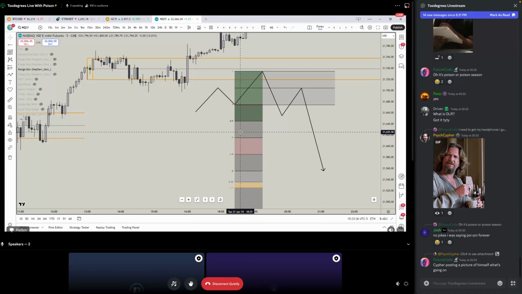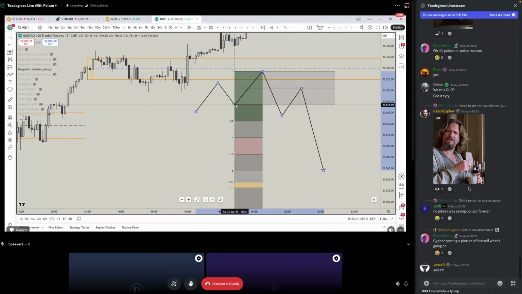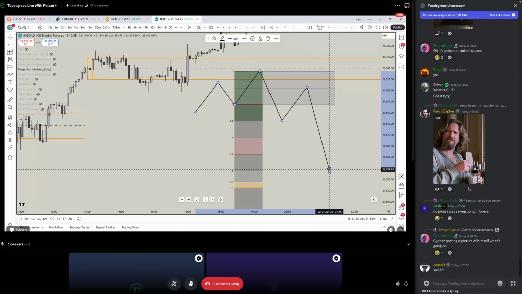The order of delivery: accumulation, failure swing, opposing liquidity run, a change in the state of delivery, retracement, expansion.